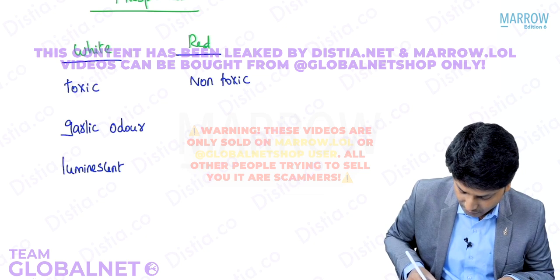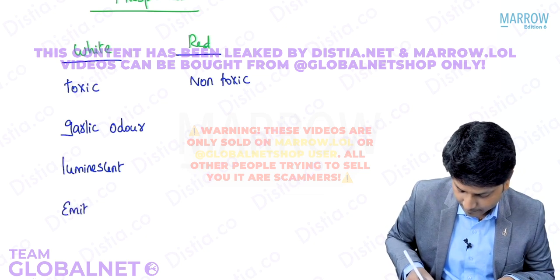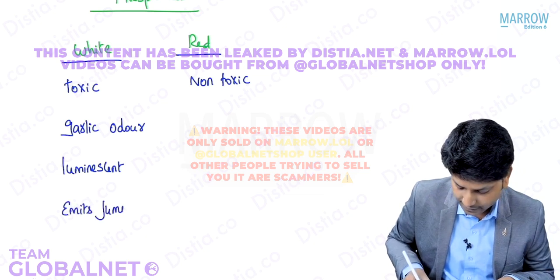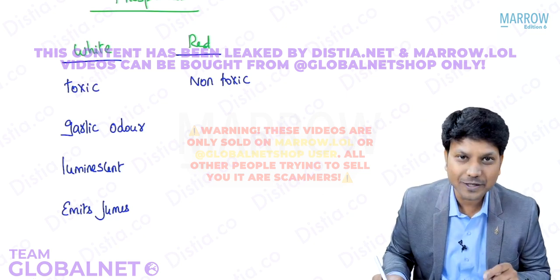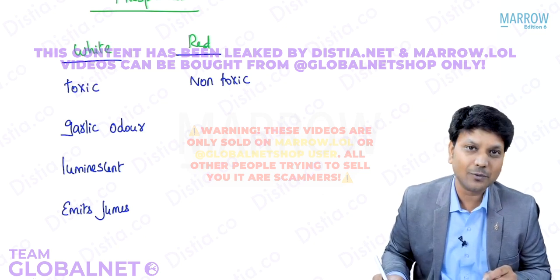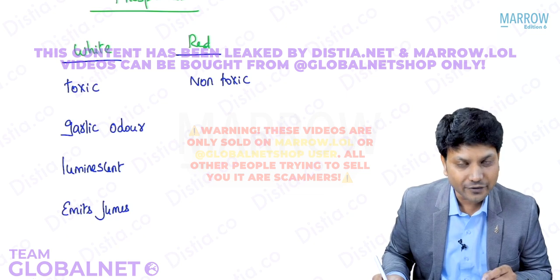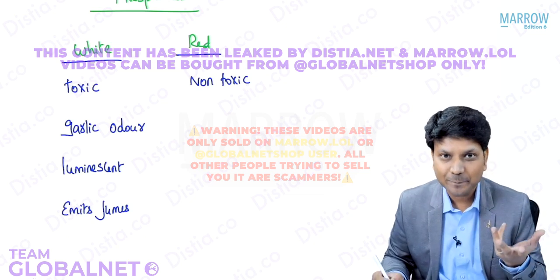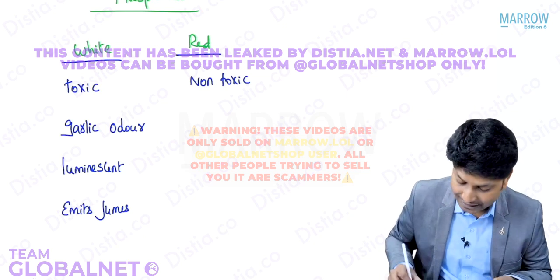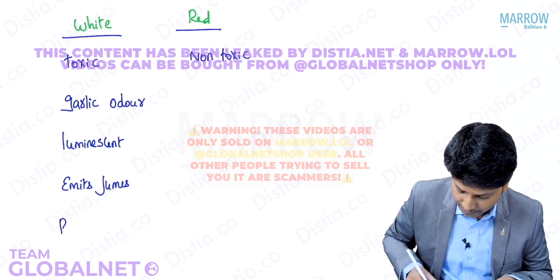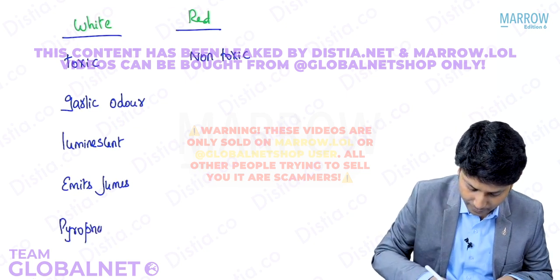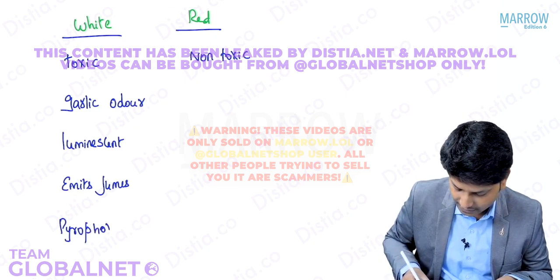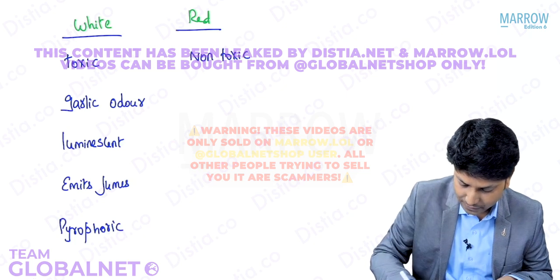And it emits fumes. White phosphorus emits fumes. You can see the smoke coming out from the white phosphorus. And always you keep the white phosphorus under water. Preferably you need to keep the white phosphorus under water. Otherwise, if you take it, it will catch fire. It is prone for spontaneous combustion. We call it as pyrophoric property, which is otherwise called as spontaneous combustion.